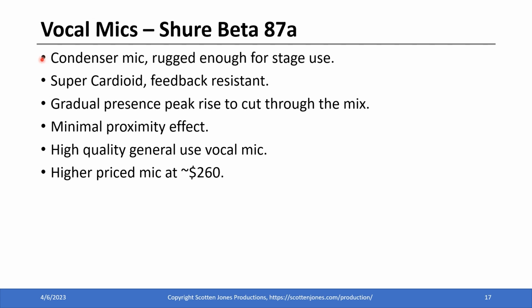Another Shure mic, Beta 87A. Now this is a condenser mic, and I put this in here because it's a condenser mic rugged enough for stage use. Right? This is a pretty rugged mic. Super cardioid. It's very feedback resistant. Very easy mic to work with. Gradual presence peak rise. It cuts through the mix. Minimal proximity effect. This is a very high quality general use vocal mic.